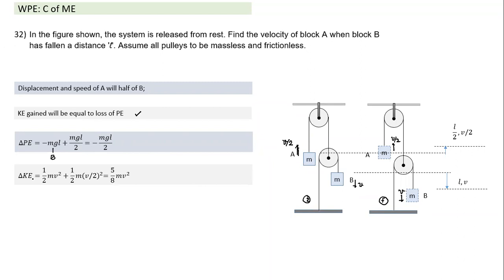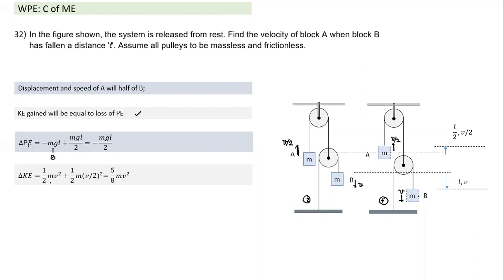So what is delta K? What is the change in kinetic energy? Change in kinetic energy is final kinetic energy minus initial. Initially, there was no kinetic energy. What is the final kinetic energy? Kinetic energy of block B plus kinetic energy of block A. That's what is written. This is the kinetic energy of block B. This is the kinetic energy of block A. Velocity is V by 2. That's the kinetic energy.